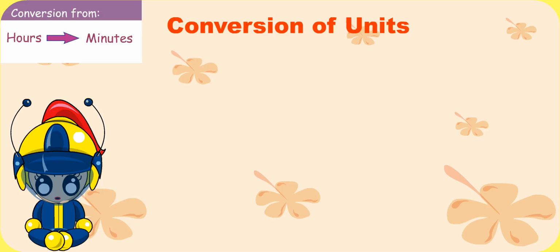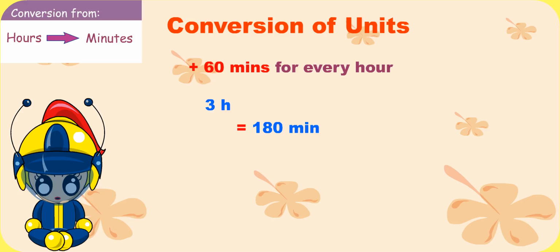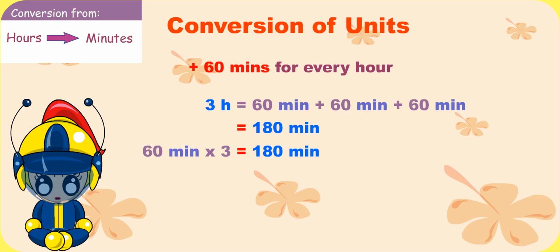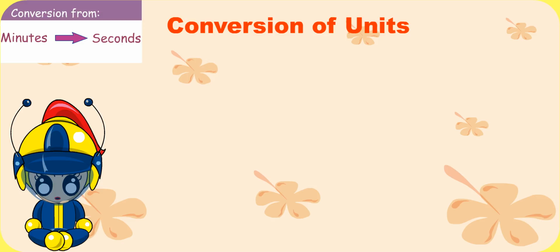Shouldn't be too difficult. All I need to do is add 60 minutes for every hour. For example, 3 hours is equal to 180 minutes. I get that by adding 60 thrice, or I can take 60 minutes multiplied by 3. Good job, Turbo Girl. Teacher, what about the conversion of minutes to seconds?